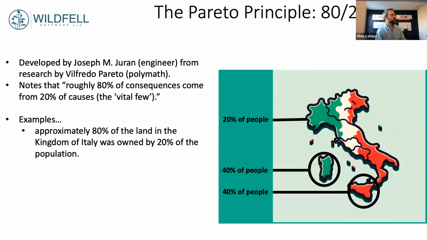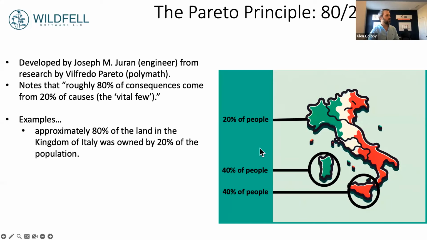So really quickly, the Pareto principle wasn't actually developed by Vilfredo Pareto. It was actually developed by Joseph Juran. He was an engineer, and it is based on Vilfredo Pareto's observation that roughly 80% of consequences come from about 20% of causes, and he calls those 20% of causes the vital few. One of the examples that he had was that approximately 80% of the land in the Kingdom of Italy was owned by 20% of the population.